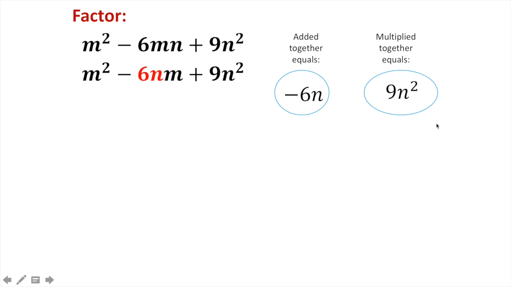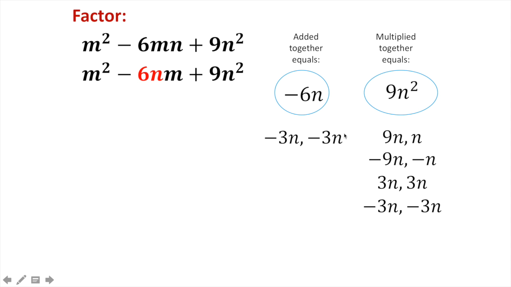So what multiplies together to give me positive 9n squared? 9n times n. That works, but it doesn't give me a negative 6n if I add it, so that doesn't work. What if I made them both negative? No, negative 10n, so that wouldn't help me. 3n times n? No, that would give me a positive 6n, but I'm close. So it should be negative 3n times negative 3n. Okay, these are my two factors here.